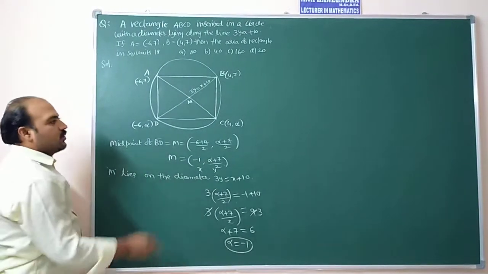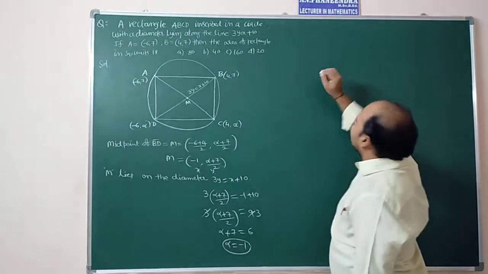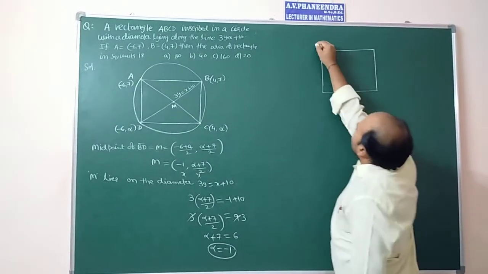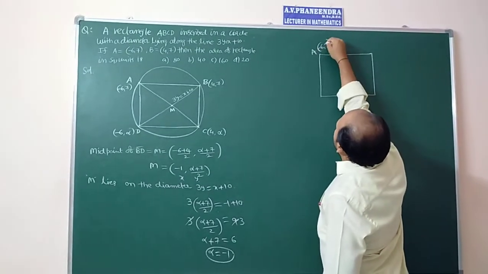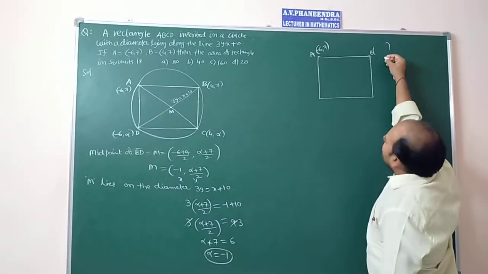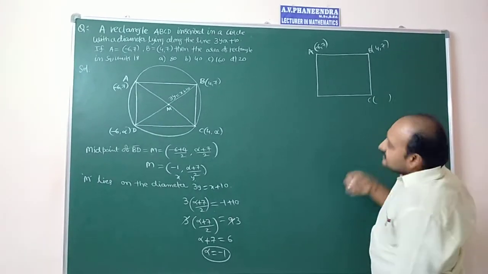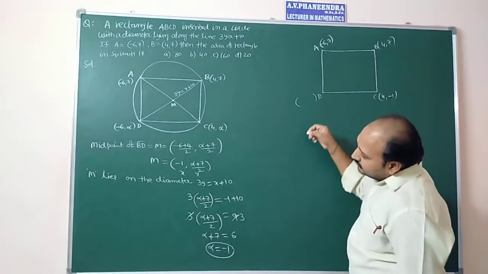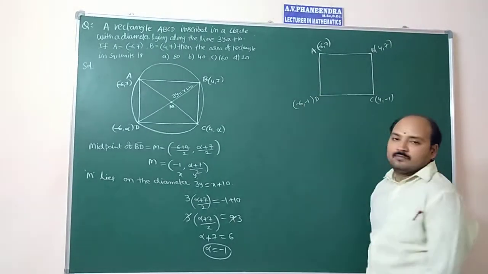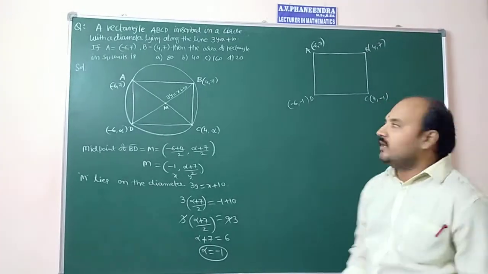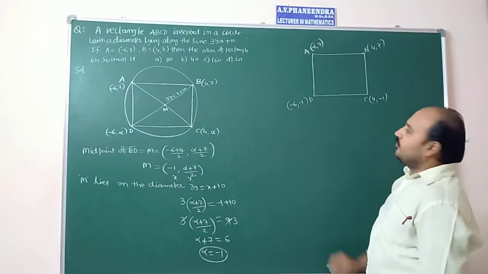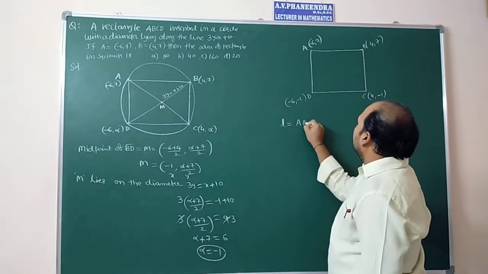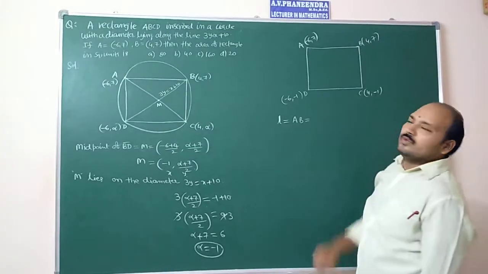Whenever alpha is equal to -1, these coordinates become A = (-6, 7), B = (4, 7), and C is (4, -1), and D is (-6, -1). The rectangle's area they are asking. This is the length, this is the breadth. So length L is equal to AB, the distance between these two, easy to calculate.